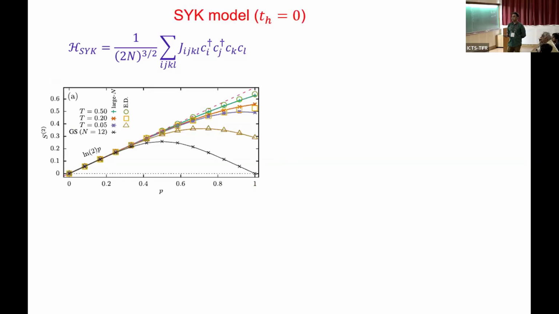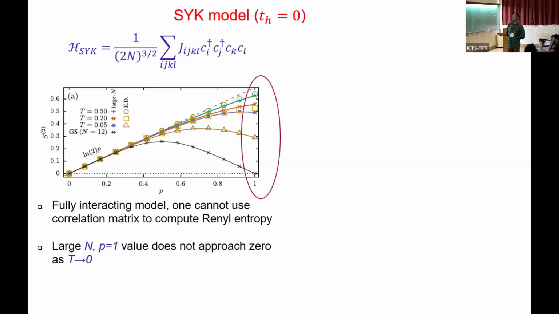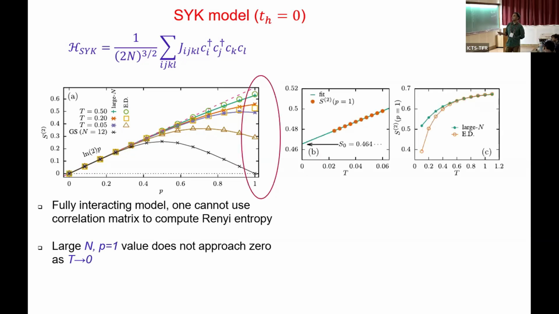What happens? As we expected, let me take you through it a bit slowly. Again, these lines here are the large n calculations, and these points are exact diagonalization calculations, as far as I remember. Basically, in the SYK case, you find first of all that this asymmetry around 0.5 is much larger at that temperature. And in fact, there is a very large value at p equal to 1, where it should have gone to 0 at low temperature. It never goes to 0.